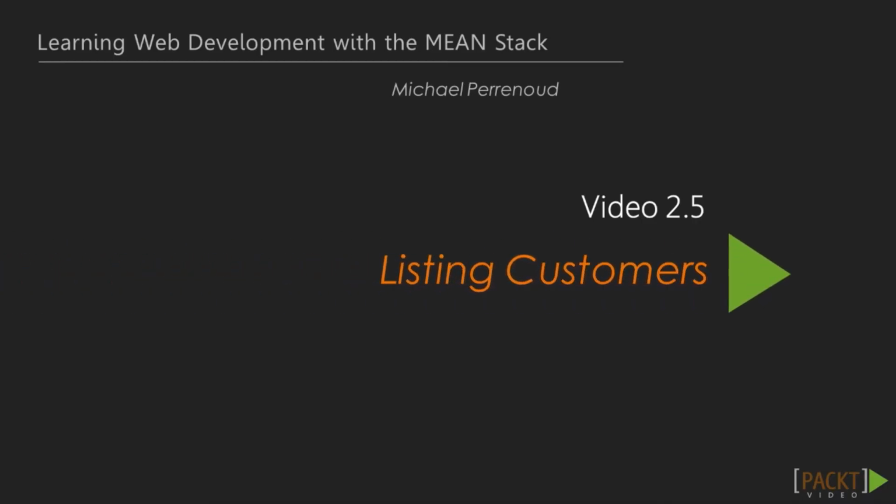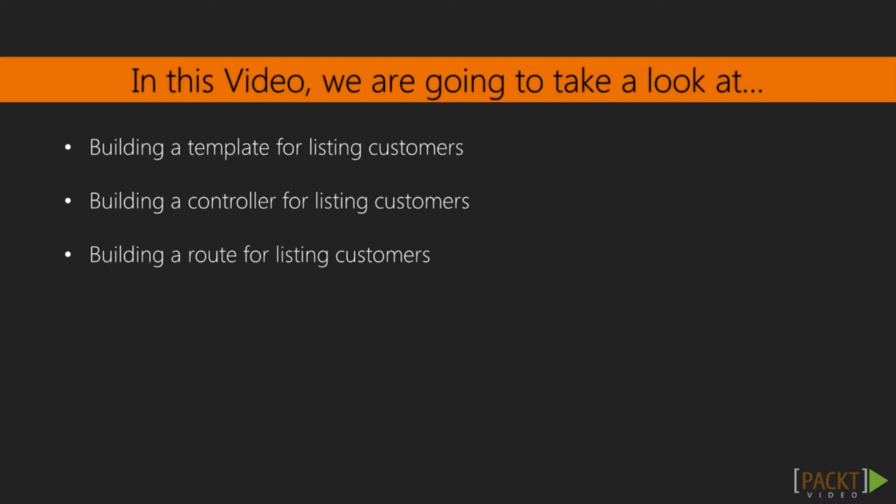In our last video, we saw how we might add a customer to the database. We also visited the reuse of something like a page header. This is the 5th video, and in this video, we will be covering building a template for listing customers, a controller for loading the data, and a route similar to the one we just reviewed.